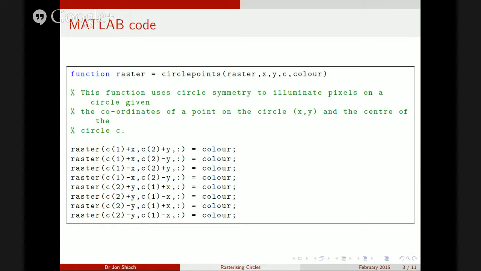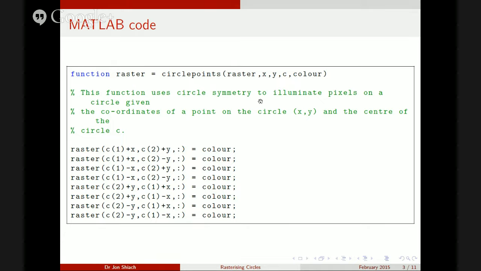If you wanted to code that circle symmetry up in MATLAB, I'm not going to show you the MATLAB code for the midpoint algorithm, which is coming in a minute, the reason being it's part of your assignment. But I will show you this code.